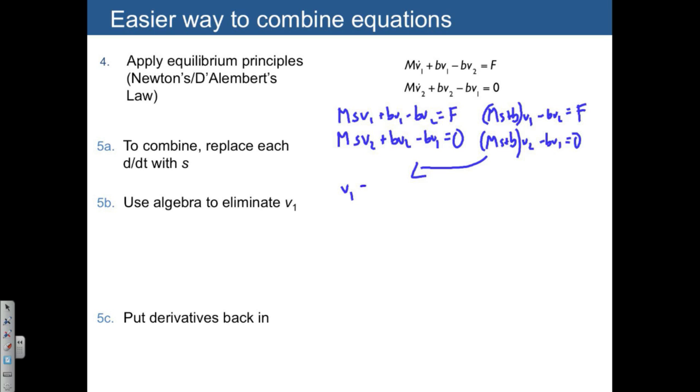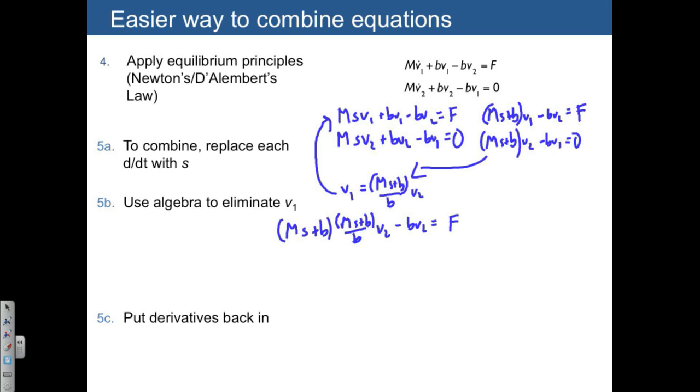V1 is just going to be equal to (MS plus B) over B times V2. And then we can plug this equation back into the first equation. And what does that look like? We have (MS plus B) times V1 quantity, (MS plus B) divided by B times V2, minus BV2 is equal to F.